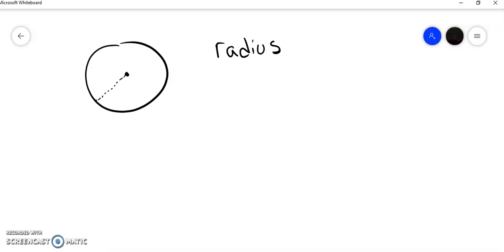And then we discussed a term called diameter, D-I-A-M-E-T-E-R. Again, excuse the handwriting, please. And the diameter is a line that goes from one end of the circle to the other, and it has to pass through the center. Okay? So we have a radius and diameter. Those are the two main terms we talked about last week.